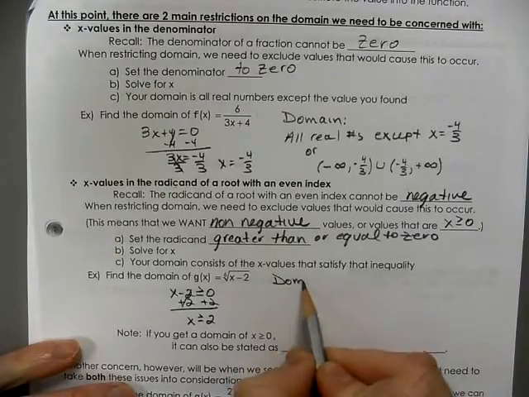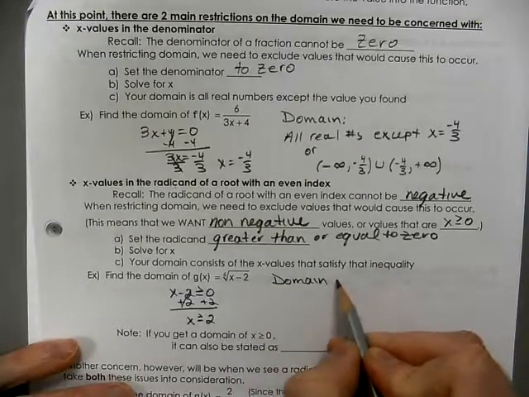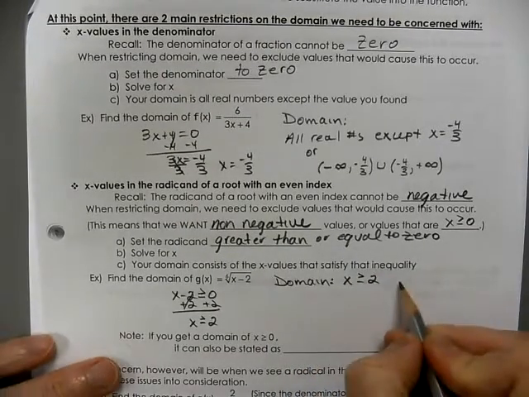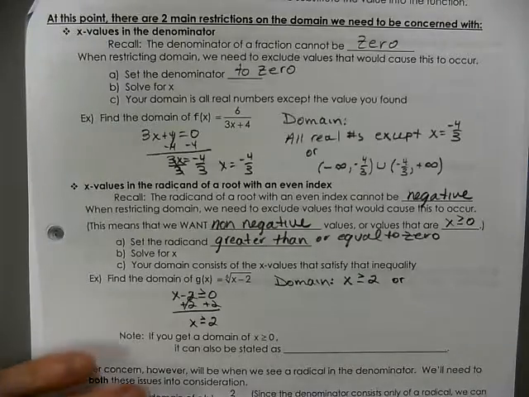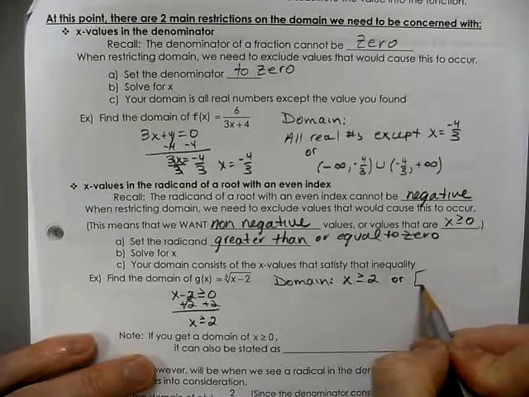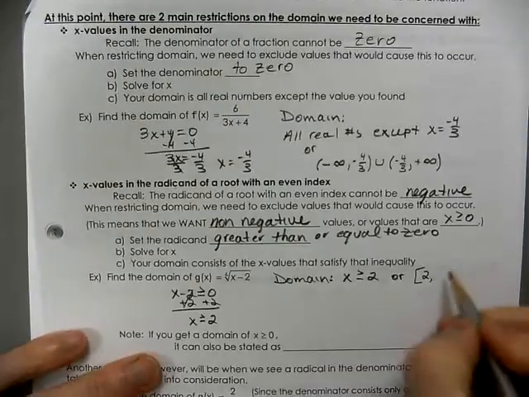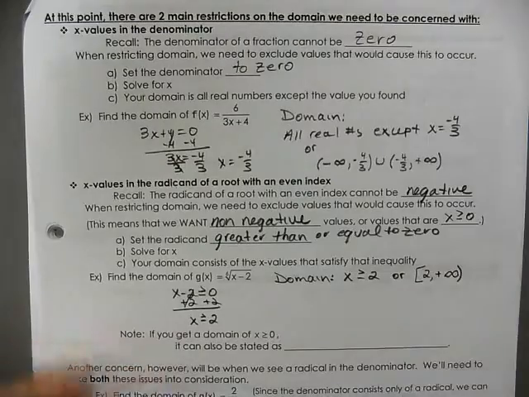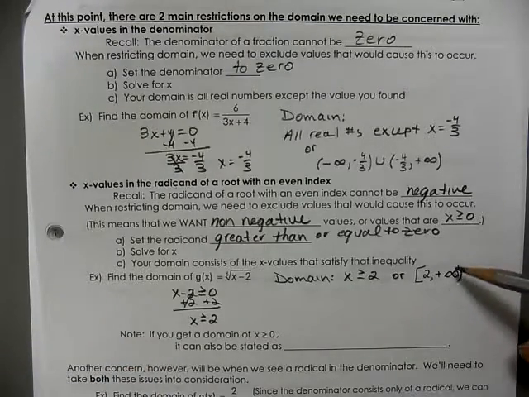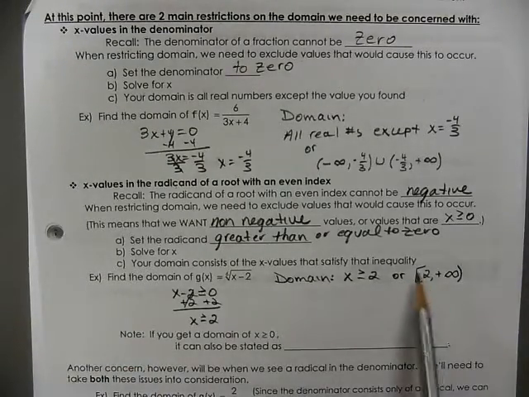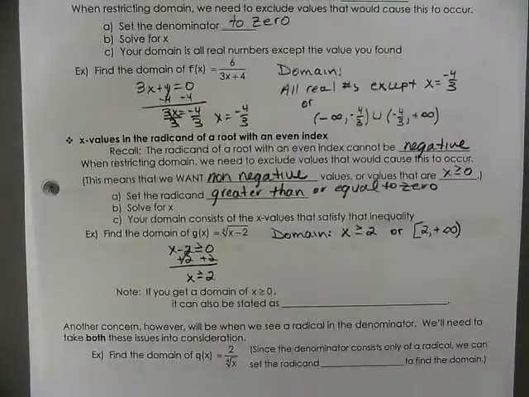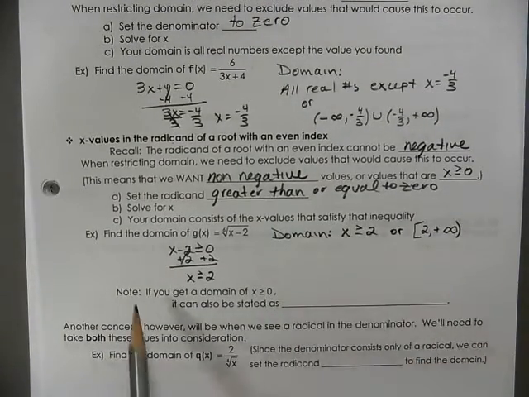So our domain is going to be x is greater than or equal to 2, or another way to write that in interval notation is to include the 2 and then go bigger than that, which is positive infinity. You can't reach positive infinity, so you get a rounded bracket. You can include x equals 2, so that's why it's a square bracket. This one is greater than or equal to 2.